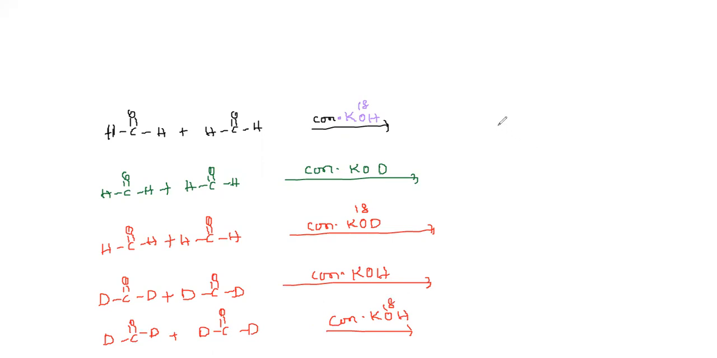One more question you can solve. Tell me what happens where it is a labeled hydrogen: O18H plus HC double bond O18H and concentrated KOH. Similarly, one more question: O18H plus HC double bond O18H with concentrated KOD.